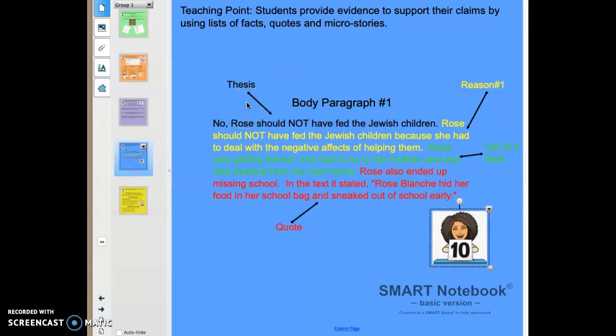I'd have my reason number 2 and 3. I would find two pieces of evidence using a variety of types of evidence, a fact and a quote, a micro story and a fact, right? And then I would piece them together for my 3 body paragraphs. Okay, so this is a perfect example of what each of your body paragraphs should look like. They should restate your claim. They should have your reason. They should have your 2 pieces of evidence, making sure to use a variety of types of evidence.